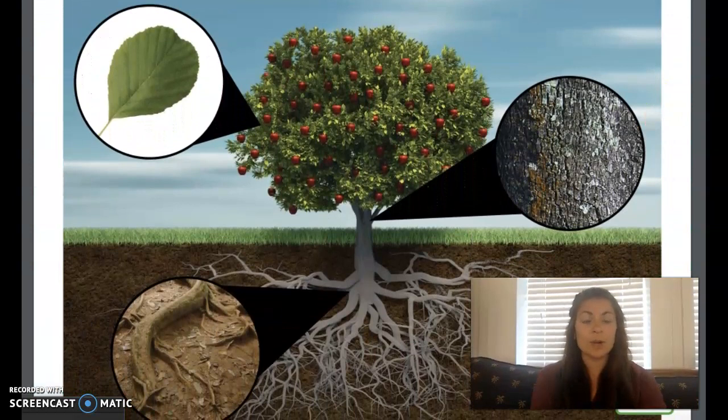Let's review the different parts of a tree. Do you remember what the main stem of a tree is called? The main stem of a tree is called the trunk. All the branches of the tree grow out of the trunk. Tree leaves grow on the branches. The roots hold the tree in the ground.